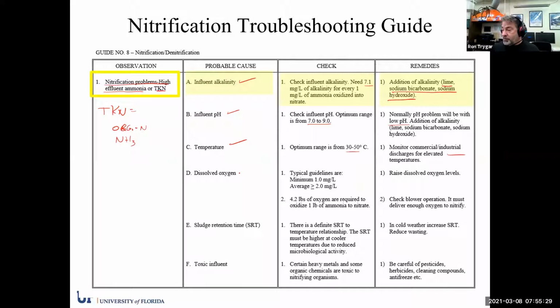The DO is important. Obviously, we have to have sufficient DO. It says typical guidelines are between a minimum of 1 milligram per liter to an average of, say, around 2.